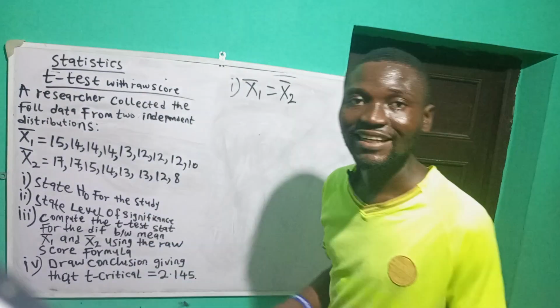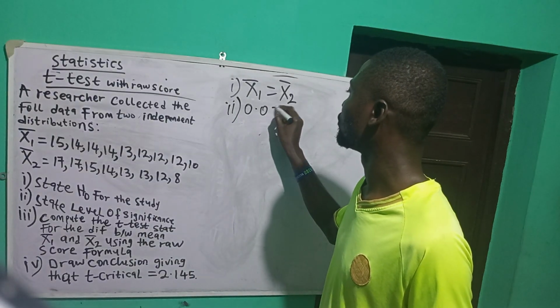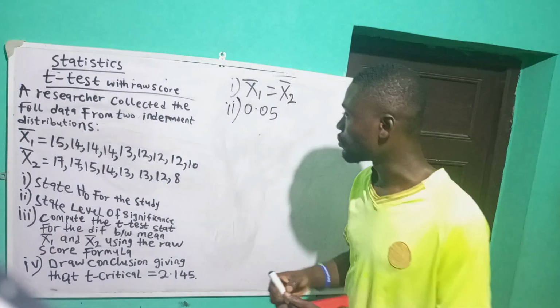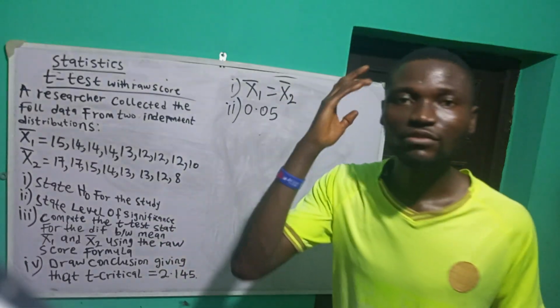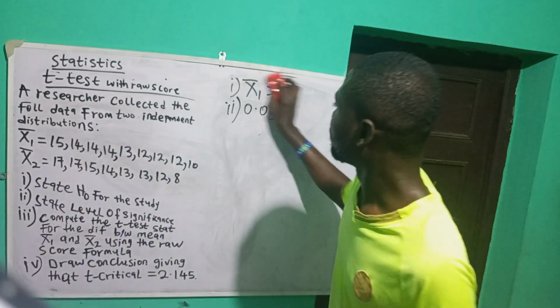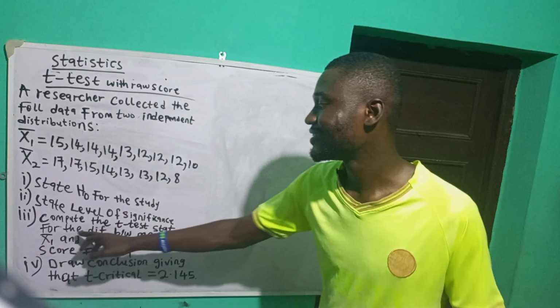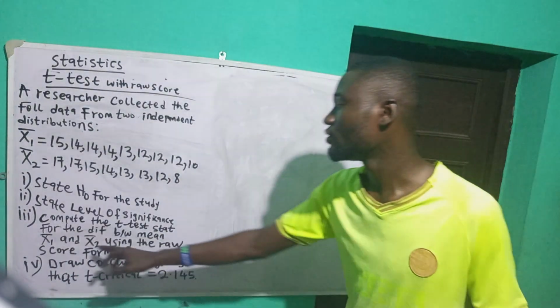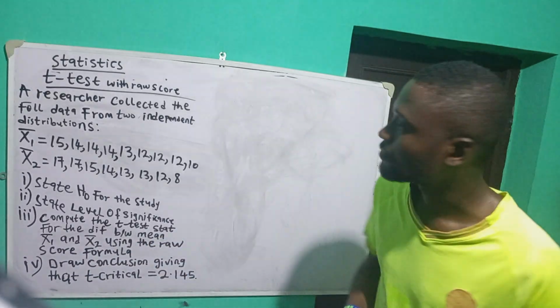Now, the second question, state the level of significance. Level of significance is 0.05. So we are done. We have answered the first question and the second question. So let's move over to the third question. The third question says we should compute the t-test statistics for the difference between mean 1 and 2 using the raw score formula. Very easy.